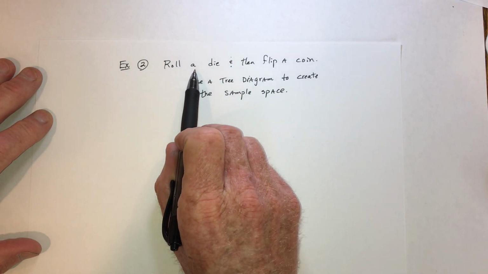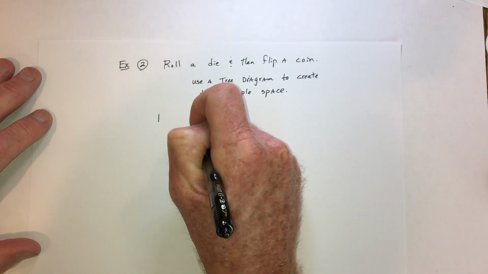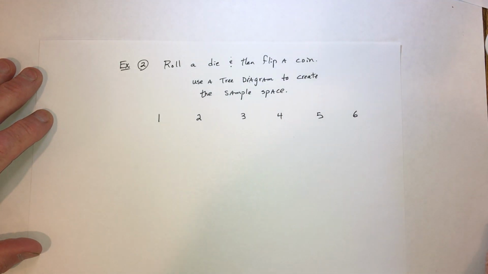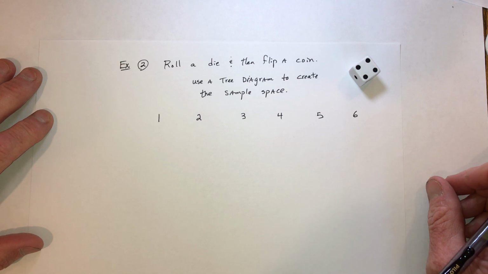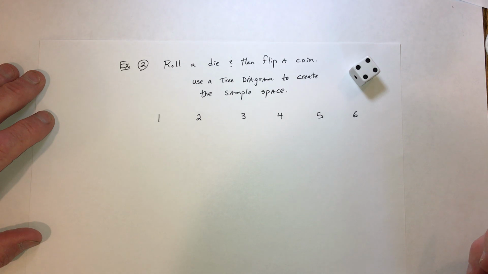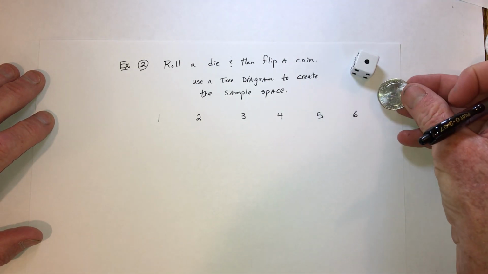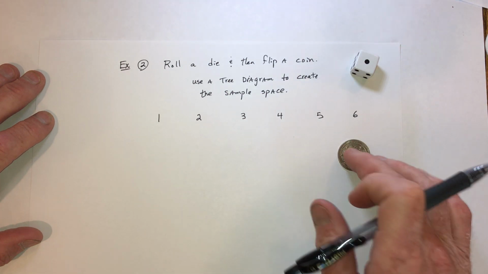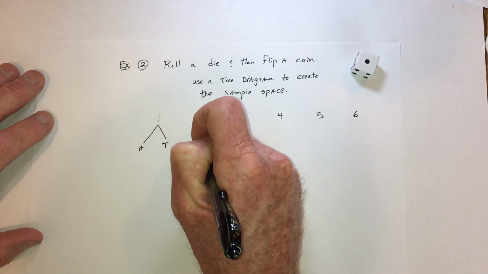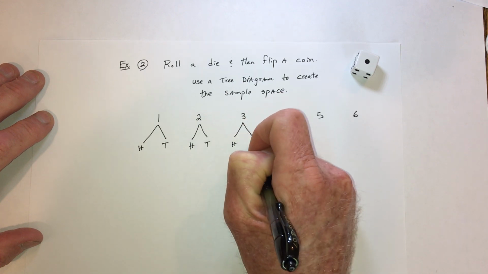So roll a die. Well, with a die, there's 6 possibilities. 1, 2, 3, 4, 5, 6. So you could get any one of those numbers. Now that's the first thing. So that's the starting point. And then after you roll a 1, then with the coin, it could either be heads or tails. So from this, it could be heads or tails. And from this, it could be heads or tails, etc.